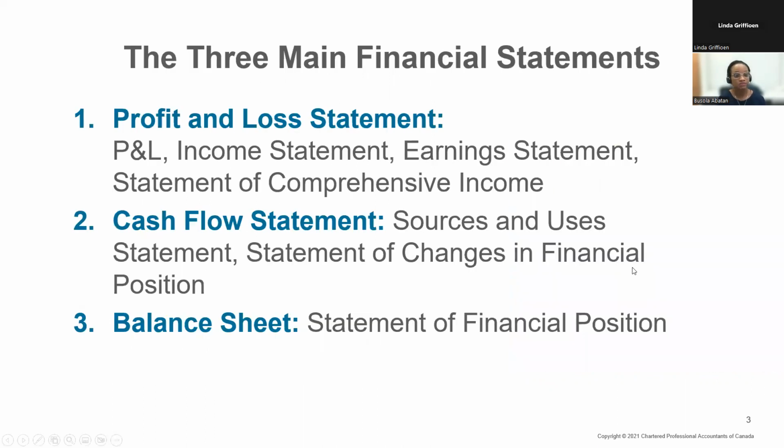There are three main types of financial statements that an accountant works with. There's the profit and loss statement, which is sometimes called the P&L. There's the income statement. There's the earnings statement. There's the statement of comprehensive income. These are some of the names that the profit and loss statement goes by. Then there's the cash flow statement, which is sometimes called the sources and uses statement, or the statement of changes in financial position. And then finally, there's the balance sheet, which is sometimes called the statement of financial position.